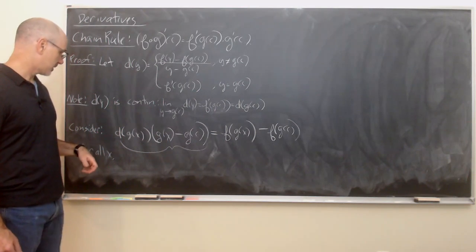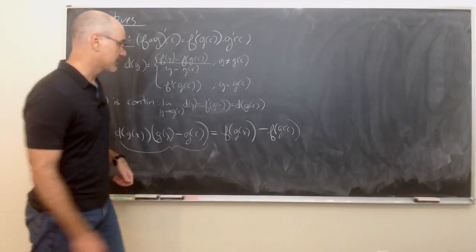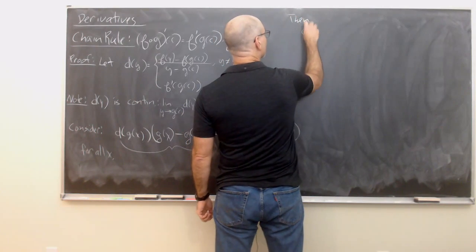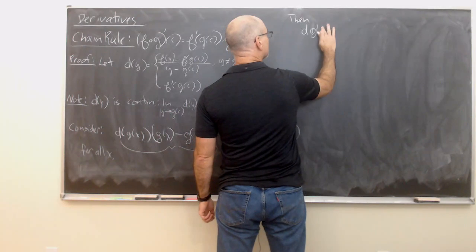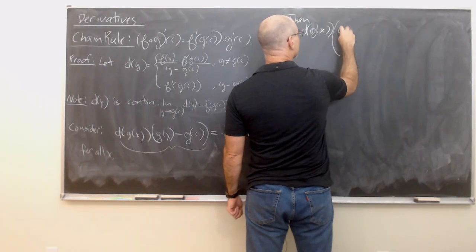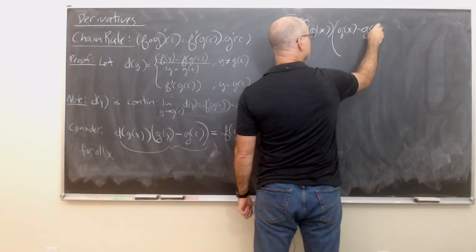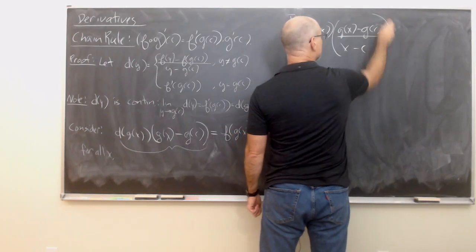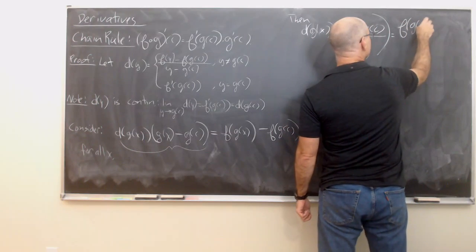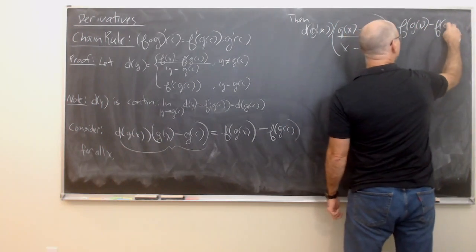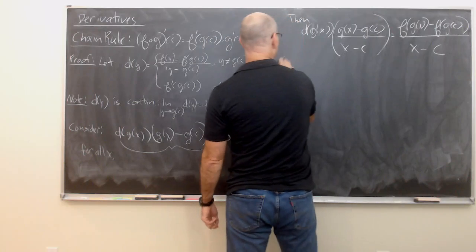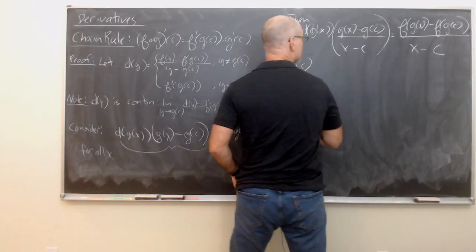and because it holds for all x, I can work with both sides, dividing by x minus c. So d of g of x times g of x minus g of c over x minus c is equal to f of g of x minus f of g of c over x minus c, as long as x is not c.